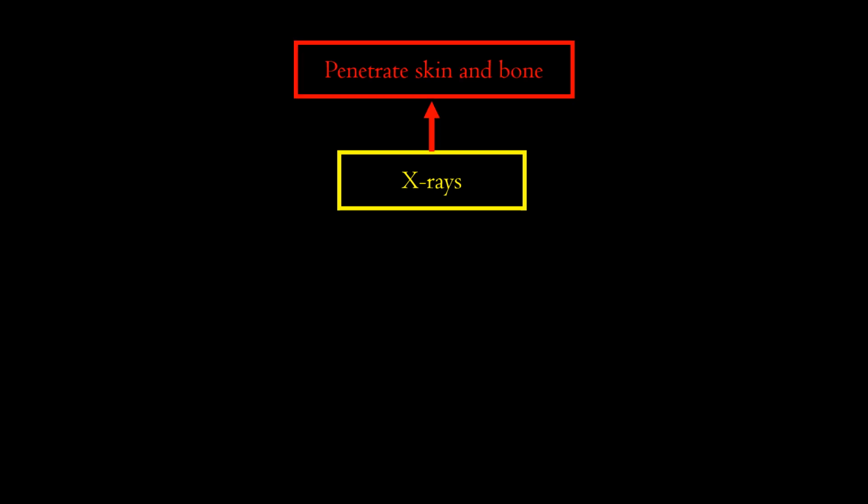X-rays are also an energetic type of electromagnetic radiation. They have less energy than gamma rays, but still have more energy than the other 5 types of electromagnetic radiation. Because of their high energy, they can penetrate skin and bone. Overexposure to X-rays can cause cell damage and potentially cause cancer.